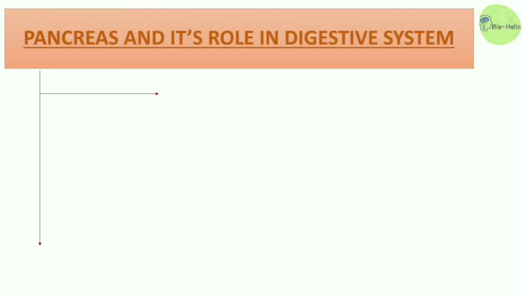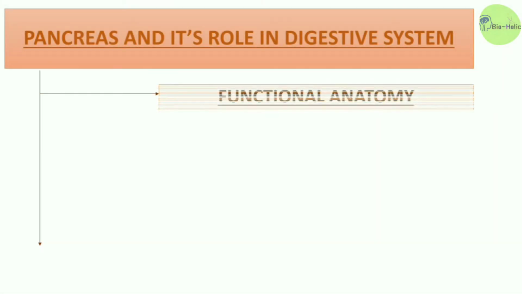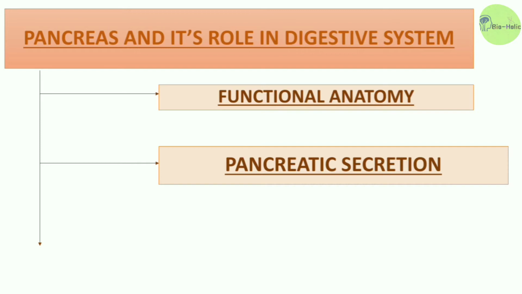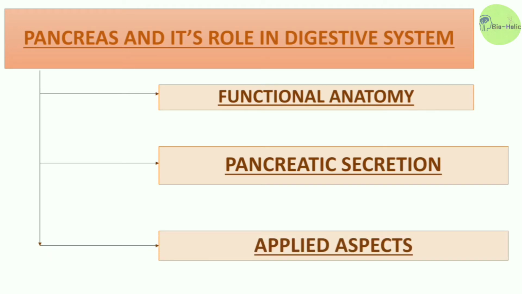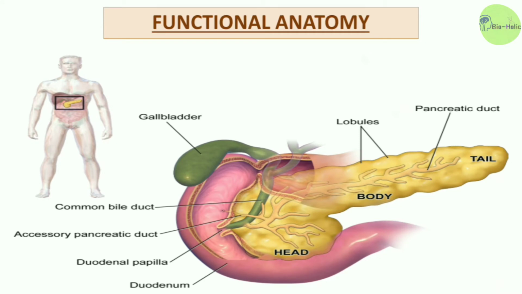This topic can be discussed through some points. Those are the functional anatomy of the pancreas, the pancreatic secretion, composition and mechanism of production and action, and the last one is some applied aspects. Now the first one, the functional anatomy.